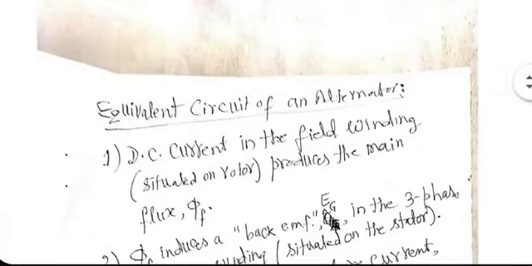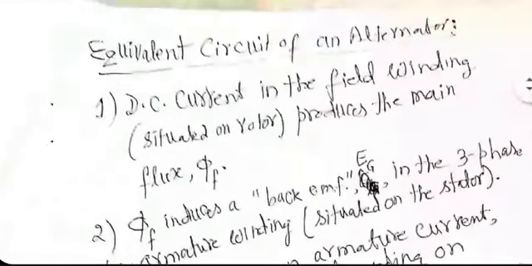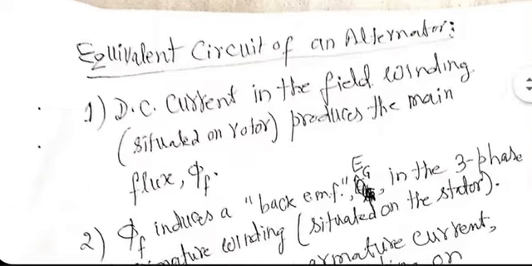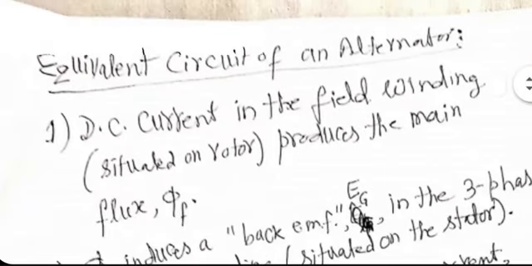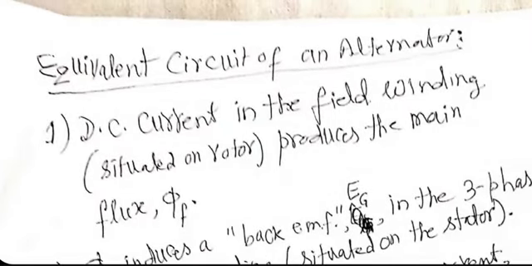Here first I'll discuss the equivalent circuit of this synchronous generator in a sense that I'm sure you will be able to relate to. Some repeated statements here. DC current in the field winding, which is situated on the rotor, produces the moving flux. Let us call that flux phi F.